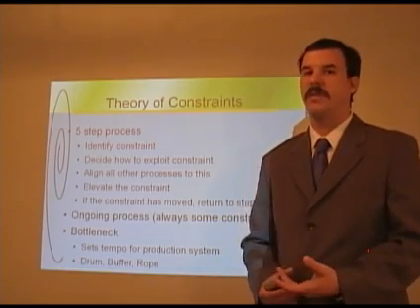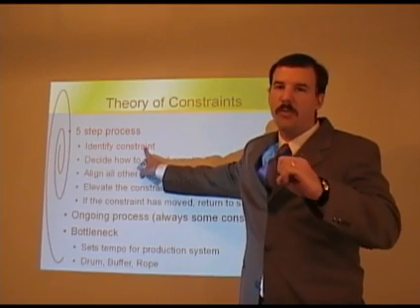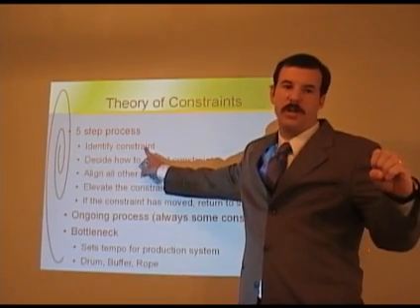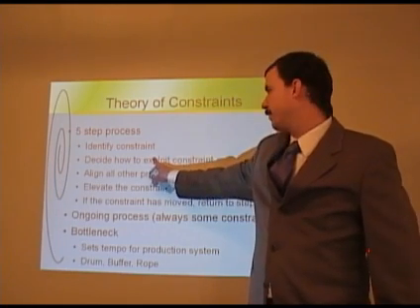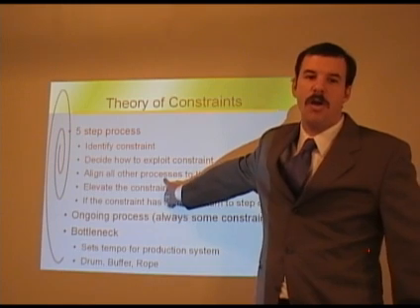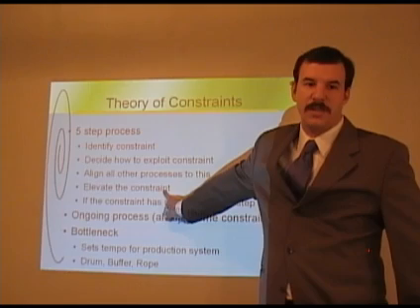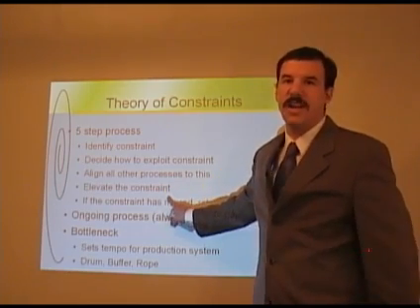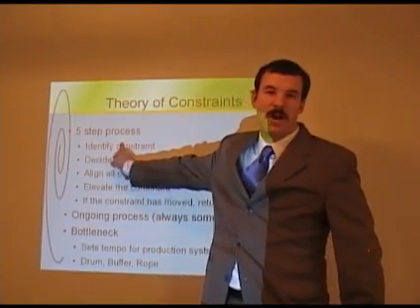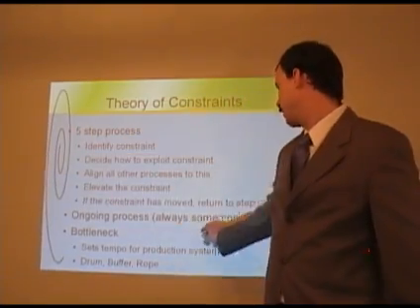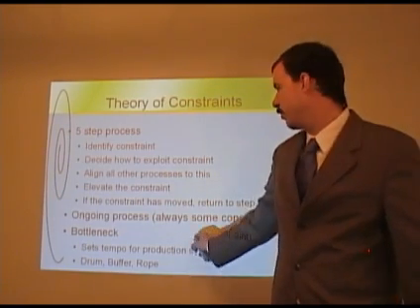So, okay, what's the 5-step process? 1, identify the constraint, whatever is holding you back. What one thing is slowing down all the production here? 2, decide how to exploit that constraint. 3, align all other processes to this. 4, elevate the constraint. 5, if the constraint has moved, return to step 1, i.e. it's an ongoing process. Okay, talked about that. This takes into consideration that there's always some constraint, so it's ongoing improvement.